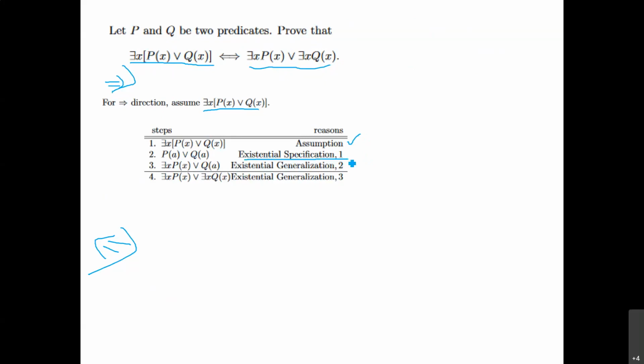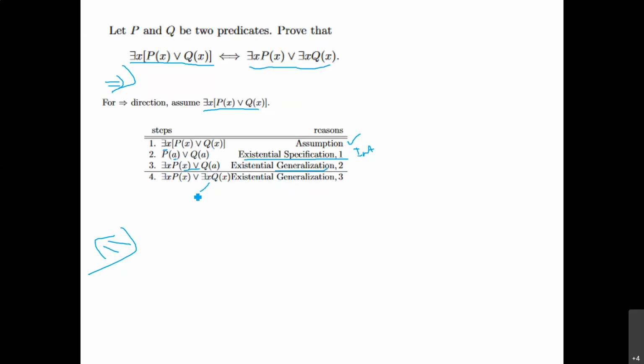Existential specification, or we're used to saying instantiation. We're just giving an example. So the same X, P of X or Q of X, we just said let that X be A. So P of A or Q of A. Now, for the first one, generalization, existential generalization, there exists X, P of X. Then for the second one, there exists X, Q of X.